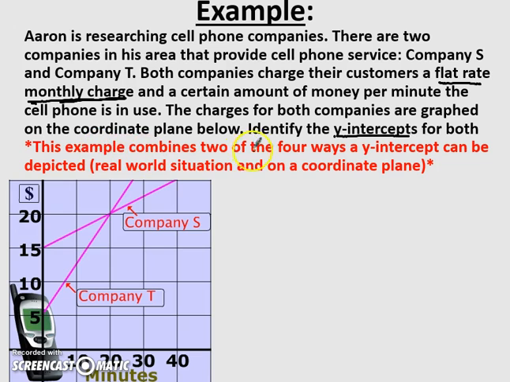Now, this example combines two of the four ways a y-intercept can be depicted. We have a real-world situation here, and we have a coordinate plane. Remember, on a coordinate plane, the y-intercept is where it crosses the y-axis. So here is the y-axis. The line for Company T is touching the y-axis at $5. That means T charges a $5 monthly charge.